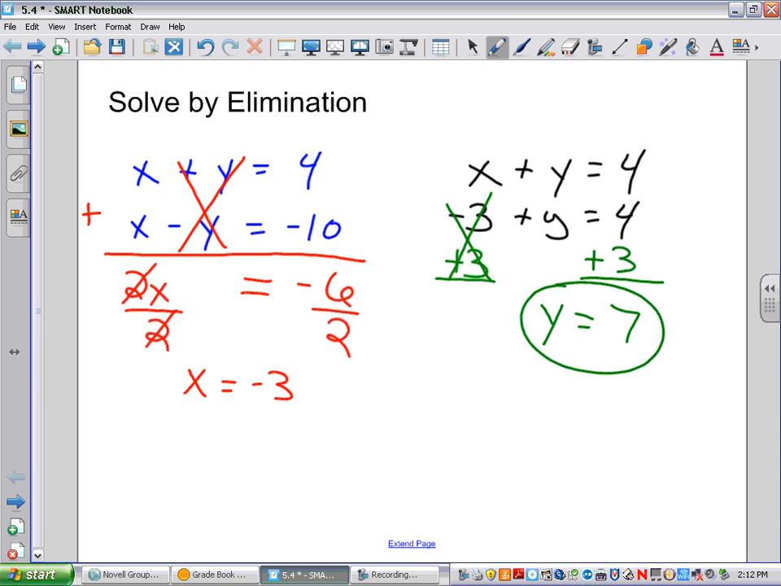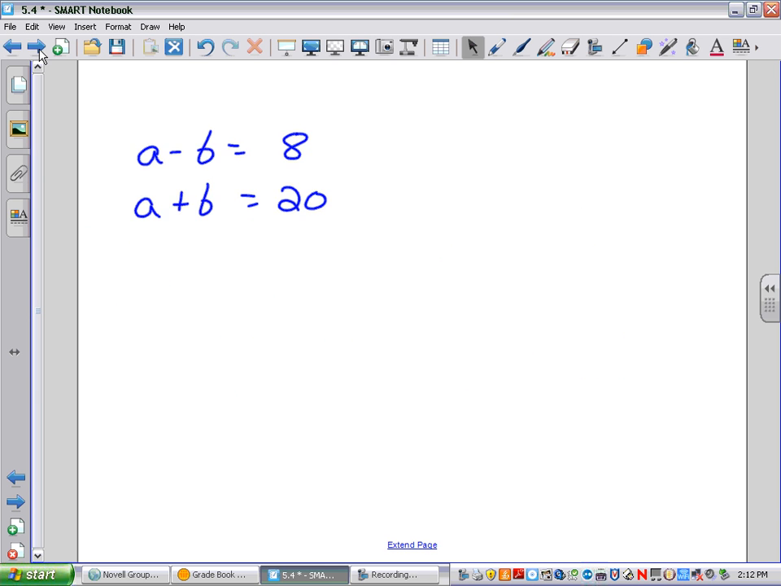So my two answers, negative 3 and 7, if you wanted to write that as an ordered pair, it would look like that, negative 3, comma 7. Elimination method. Hit the pause button, and you guys try this one on your own.